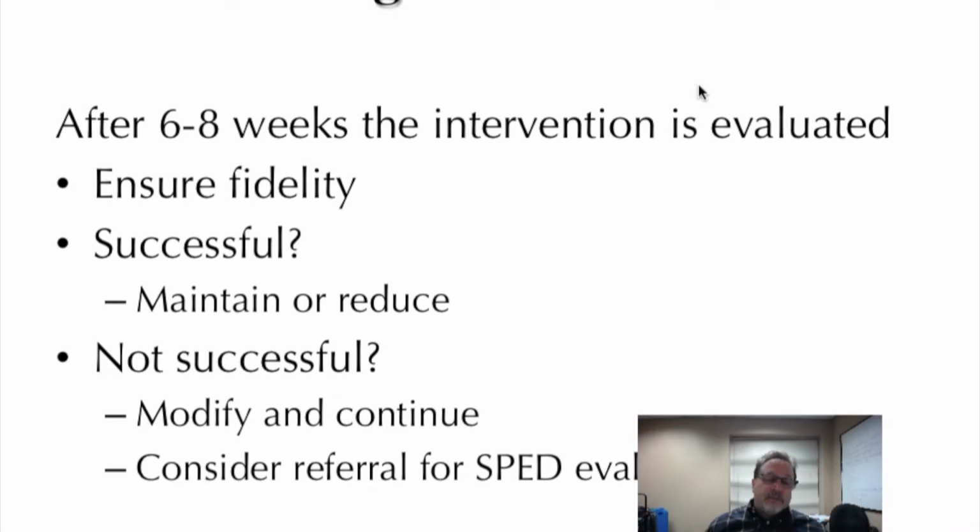Was it not successful? If it's not successful, then the first option might be to modify and continue. That's likely the case if this is the first phase, 6 to 8 weeks, of individual intervention. So if it wasn't successful, evaluate what was done, and evaluate the student behavior and performance after that time, to look at whether or not there are other things that should be added to the plan or intensified.